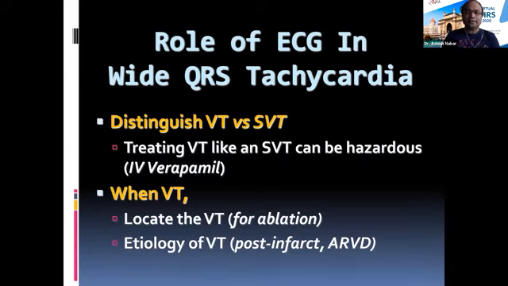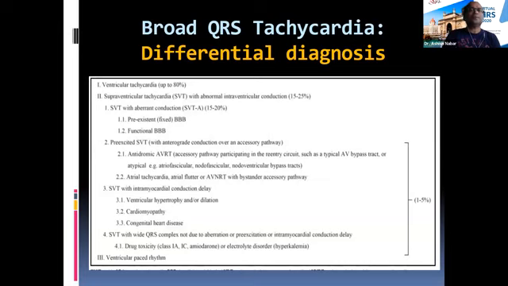We'll come to why a SVT can also look wide QRS contrary to the general understanding. But there are a few other features that are important when you decipher a wide QRS tachycardia as to where the particular VT, if your diagnosis is a VT, is located, because that has implications in terms of ablation. And for example, if the wide QRS tachycardia is from the right ventricle, then the obvious diagnosis many times is arrhythmogenic right ventricular dysplasia. So you can say something about the etiology also.